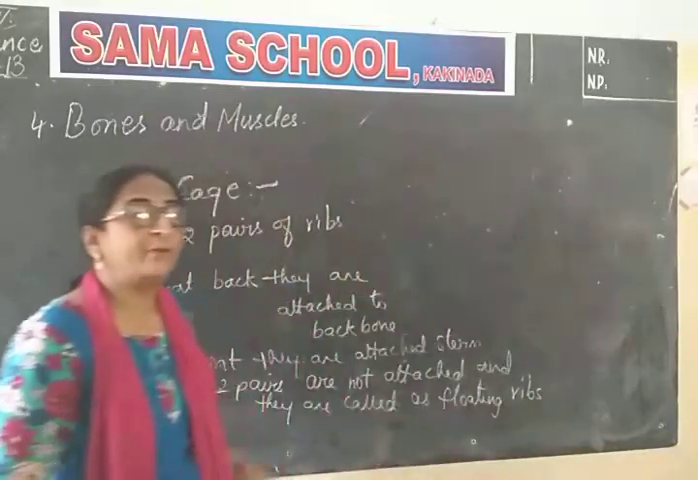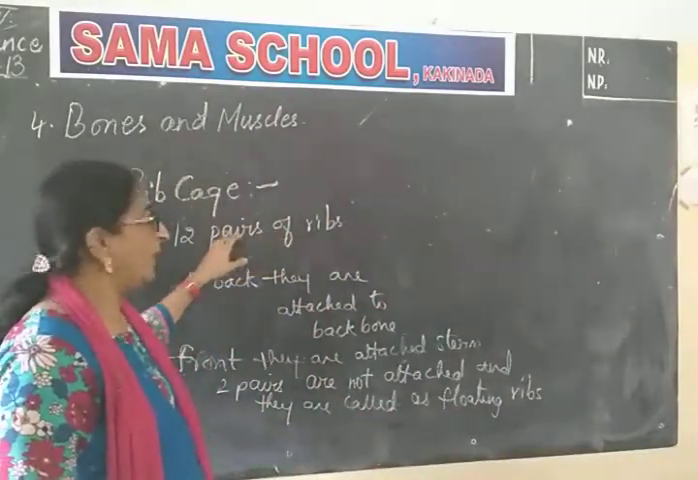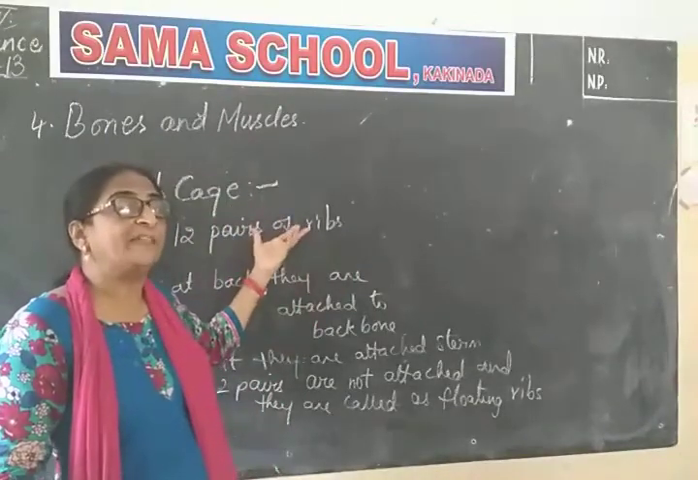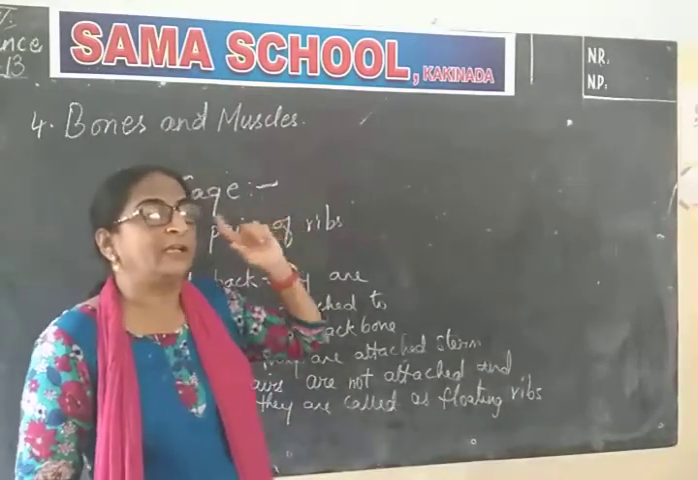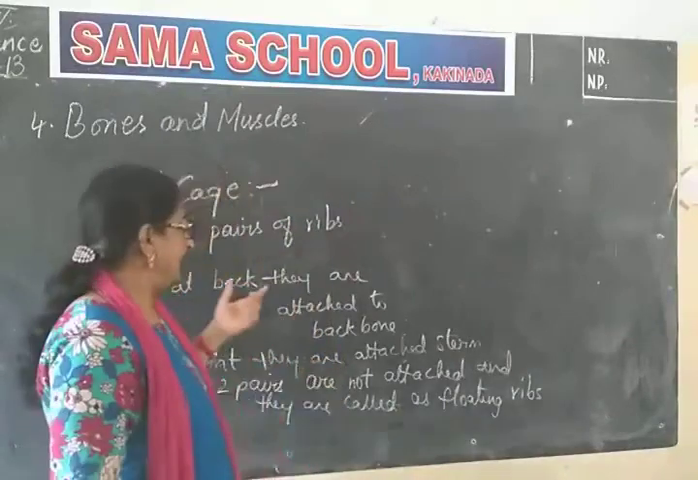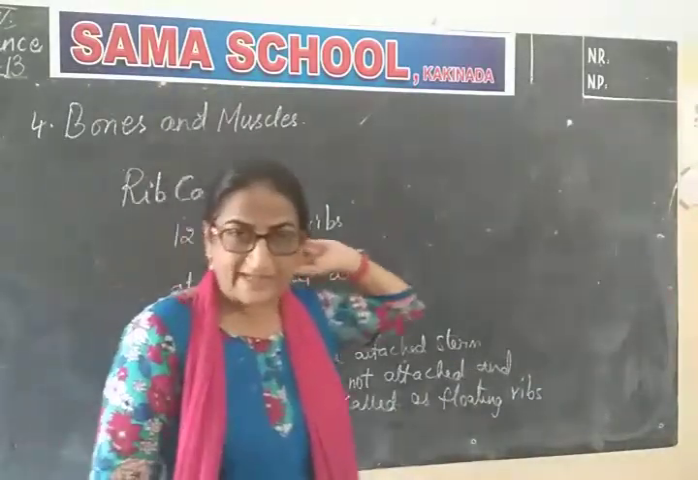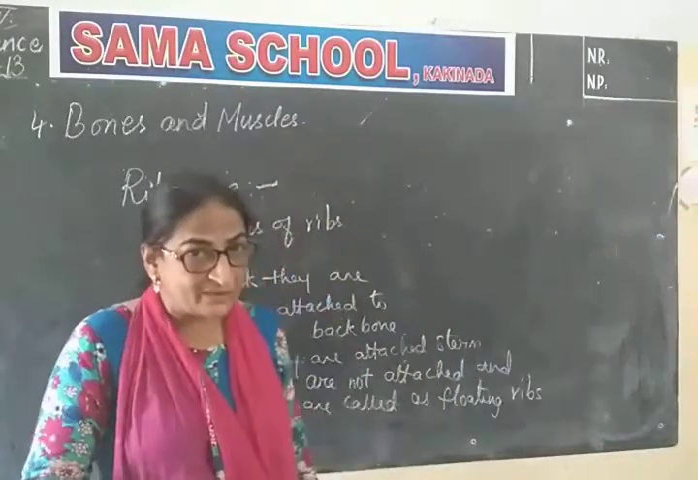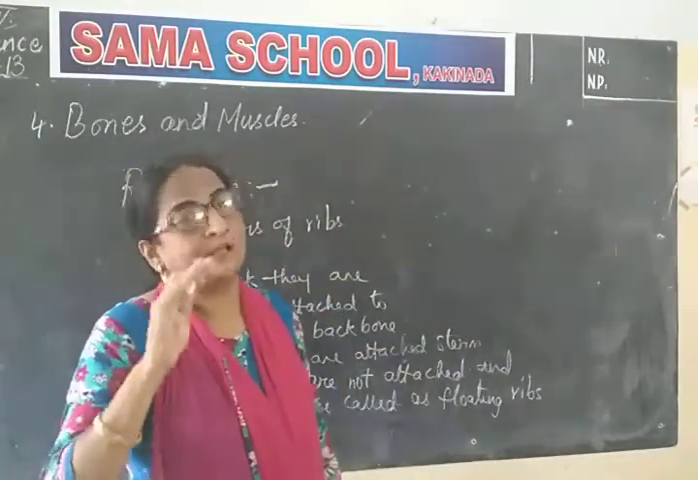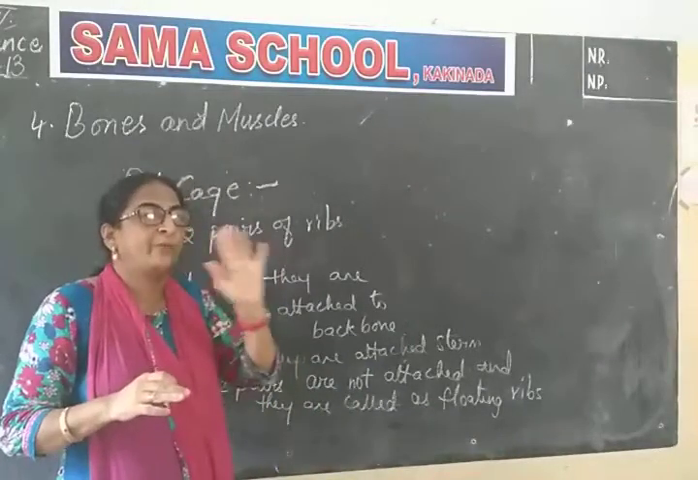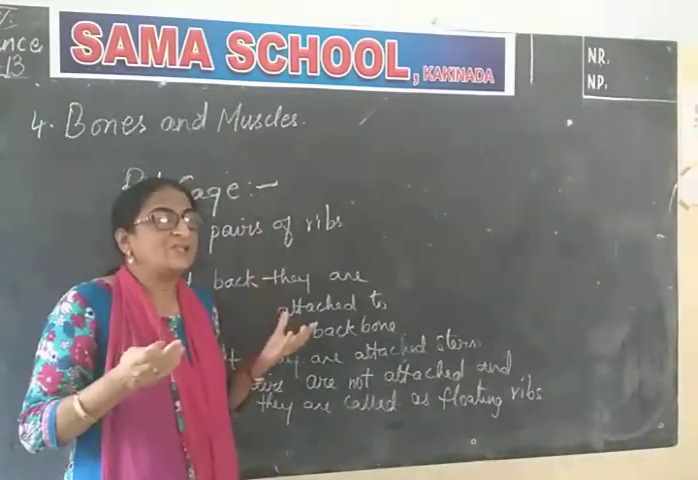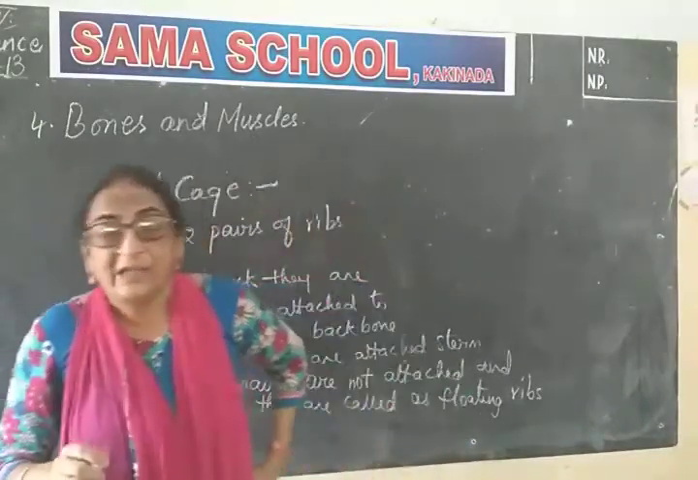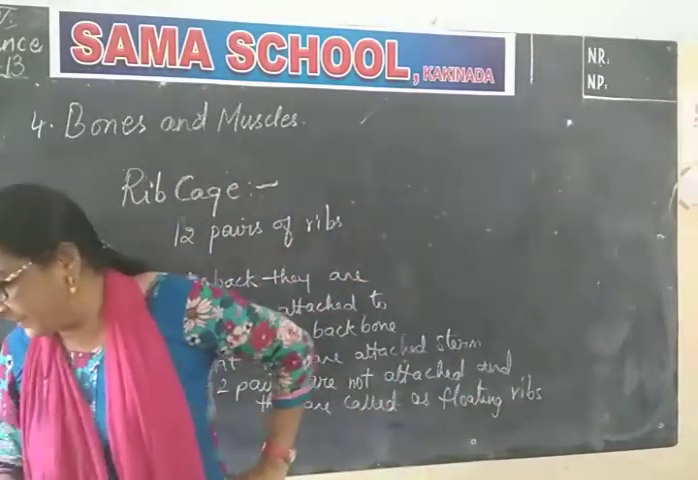Totally how many pairs of ribs do we have? We have 12 pairs of ribs, and they form a cage, and they protect our internal organs like lungs and heart. They are attached to the backbone at the back, and at the front they are attached to the chest bone or breast bone, called the sternum. You understand? 2 pairs of ribs are not attached, and that is why they are called floating ribs.